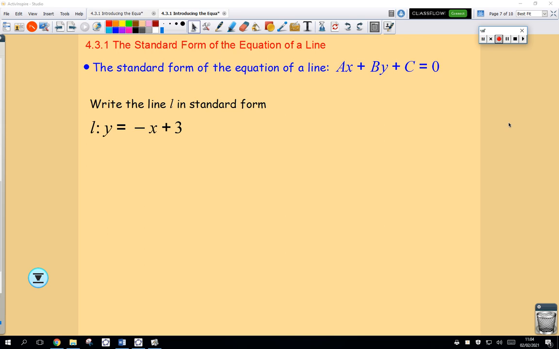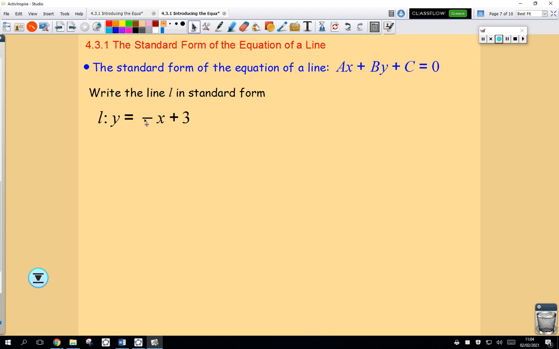Okay, in this class, remember in the last class we spoke about the slope-intercept form of the equation of a line, which is always in the form y equals mx plus c, where m is the slope and c is the y-intercept. In this class I want to talk a little bit about what's called the standard form of the equation of a line. It's just another way to write the equation of a line. And it looks like this. It just means we get all our terms on one side and 0 on the other.